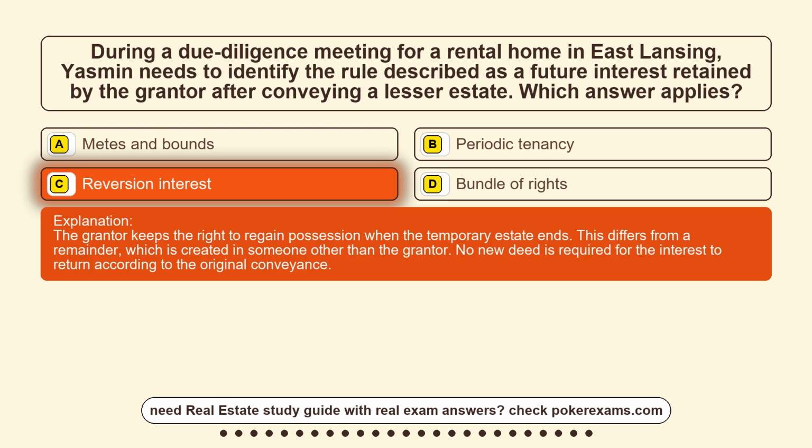The grantor keeps the right to regain possession when the temporary estate ends. This differs from a remainder, which is created in someone other than the grantor. No new deed is required for the interest to return according to the original conveyance.